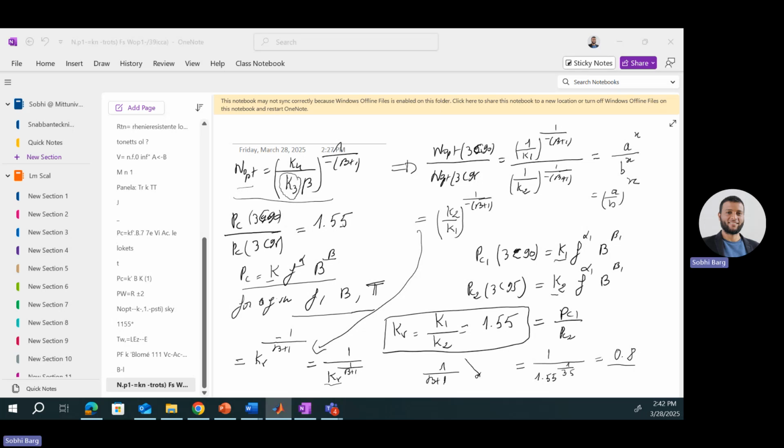So instead of 2.5, I will put only 2. So we will get 3 here. Here I got 0.86 also for beta equal to 2. So maybe I need to verify this minus. Here we have N opt 3C90 divided by N opt 3C95, and this is 1 over minus beta plus 1.